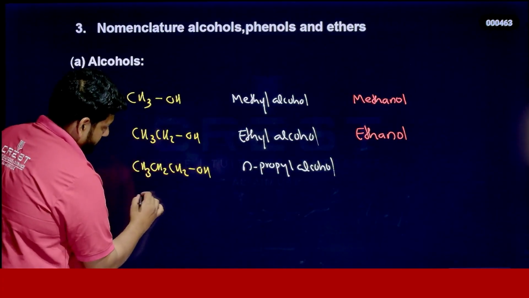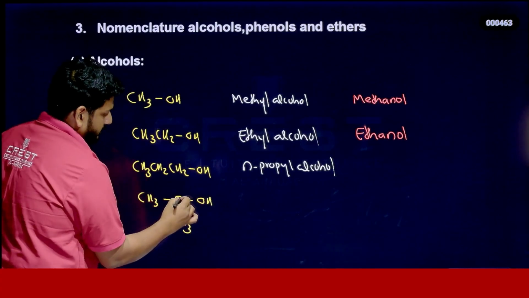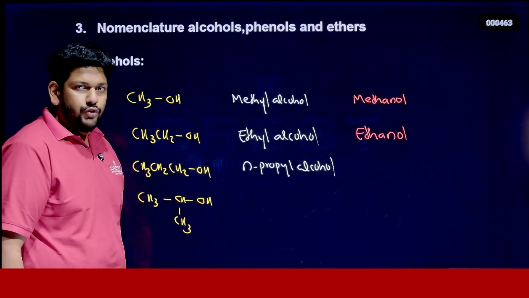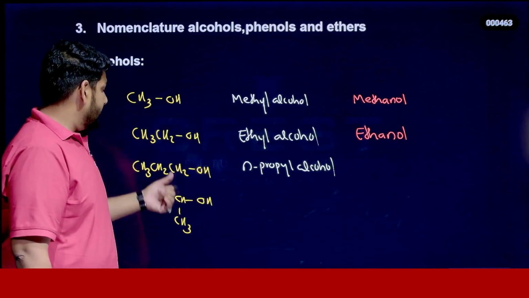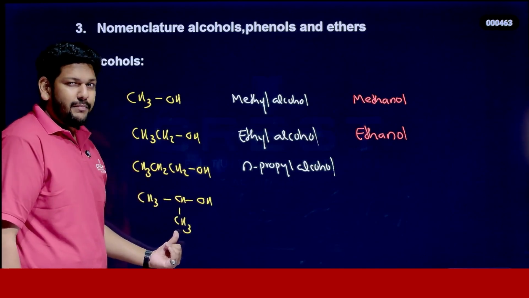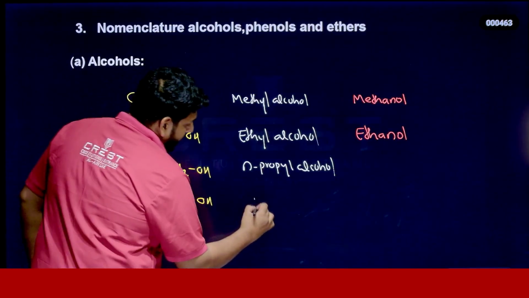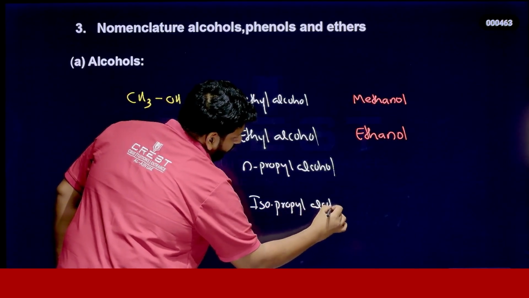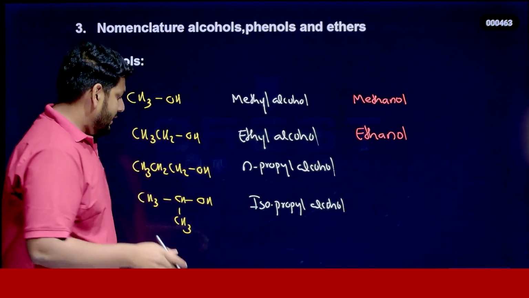If it is like this, CH3CH(OH)CH3, here you have one H. Can you call it propyl alcohol? No. Both of these are propyl only, but you cannot call this one N-propyl. Here it is N-propyl, normal propyl, and this one we call isopropyl alcohol. These are all common names, just remember.